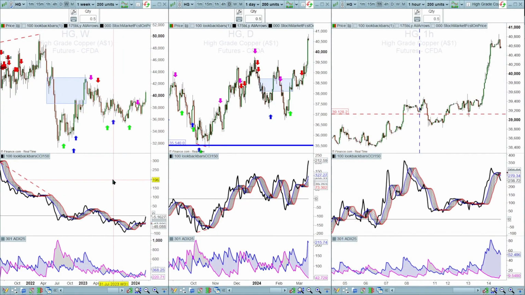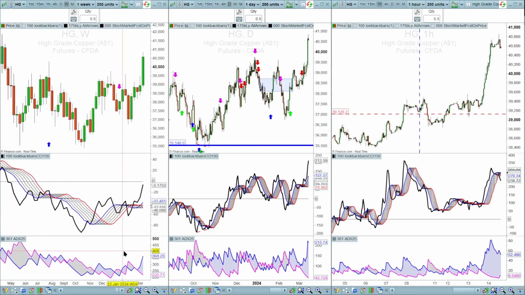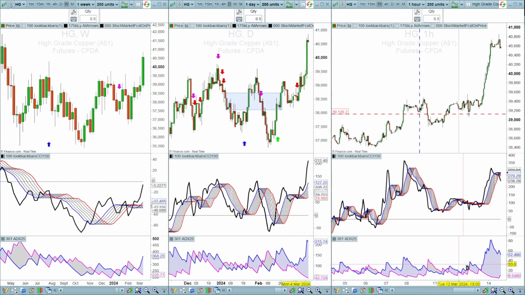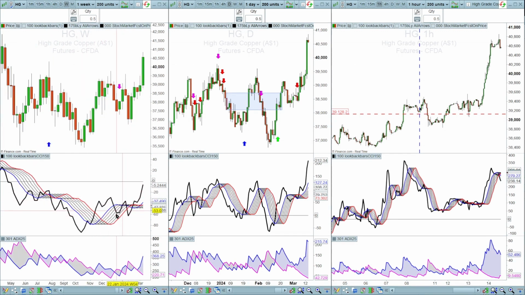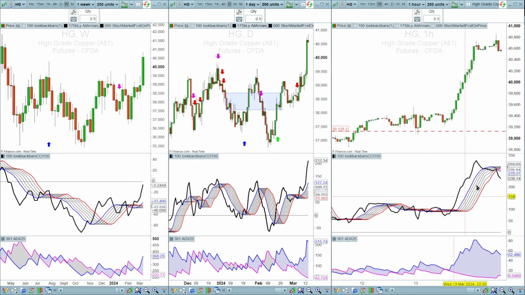First, we're looking at the weekly chart here, and on the ADX it stays very bullish with the ADX breaking to the upside. On the daily likewise, and on the hourly also bullish. The CCI 150, which is our trend indicator as well as a divergence indicator, is showing no divergence at the moment on the weekly, on the daily likewise, no divergence, and on the hourly there is a bearish divergence.